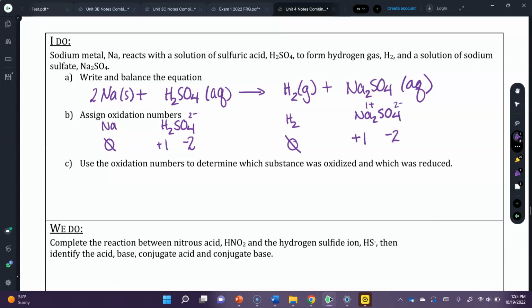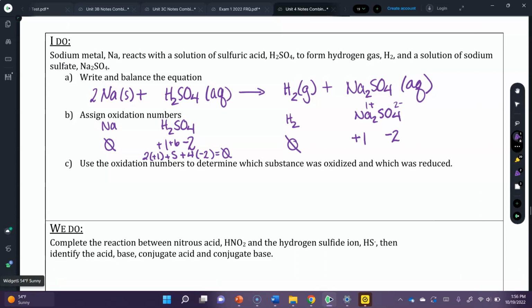So using some algebra, we can say 2 hydrogen atoms plus sulfur plus 4 oxygen atoms has to equal the overall charge on this compound, which is 0. Solving for S, we see that sulfur must have a +6 oxidation number in order for this compound to have an overall charge of 0, or an overall oxidation state of 0.